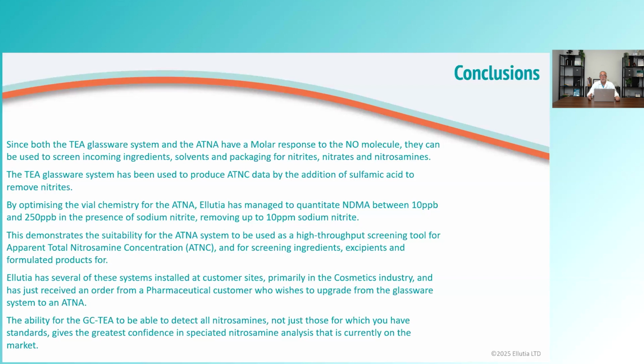So Ellutia has developed a quick, versatile screening system for screening raw ingredients, solvents, packaging materials, and inks to test for both total NO and for the ATNC value. Armed with this information, you can gauge the potential nitrosamine concentration should all the nitrosating agents present react to form a nitrosamine, as well as the current ATNC value, or what the apparent total nitrosamine concentration currently is.